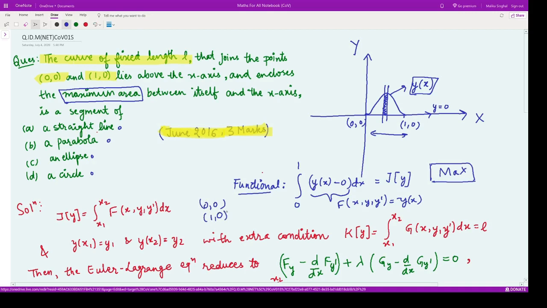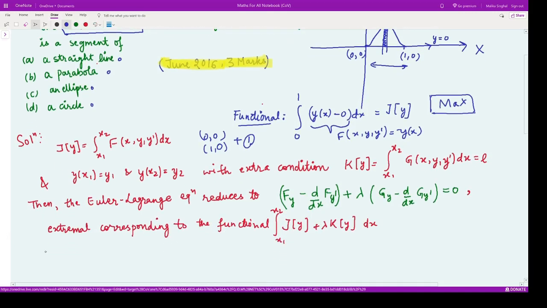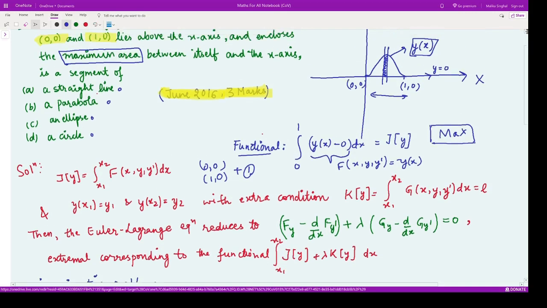In addition to this, one more condition is given to us. What is that? The curve is of fixed length. Such kinds of problems are known as isoperimetric problems. Isoperimetric means having the same perimeter. So let's see what the parameter of this curve would be.